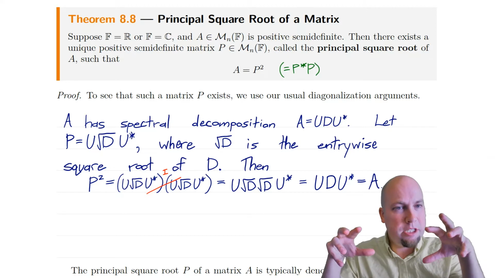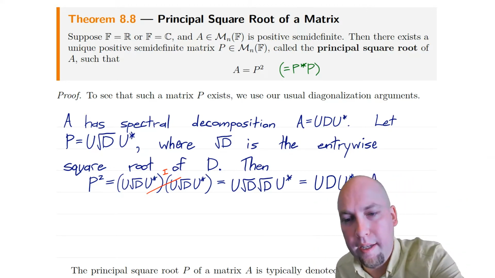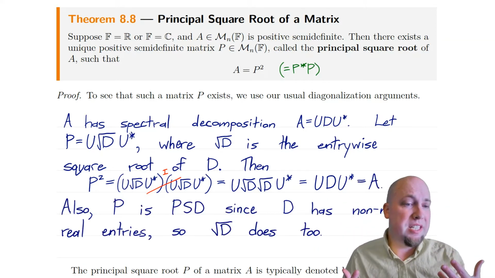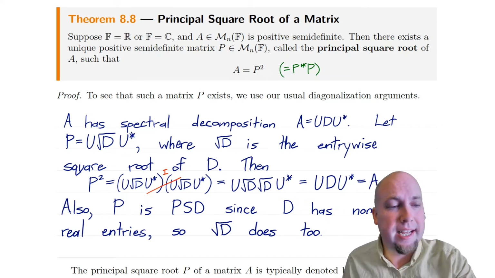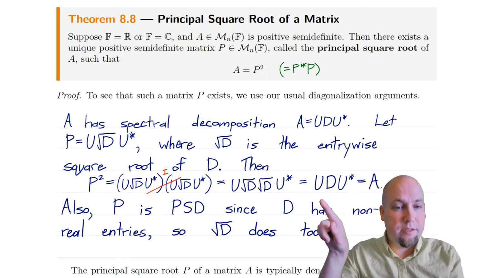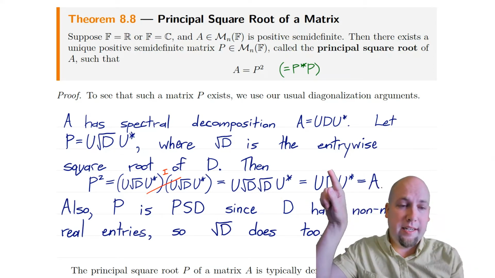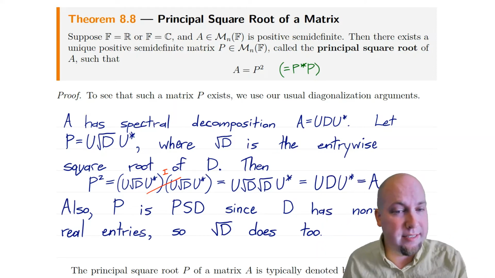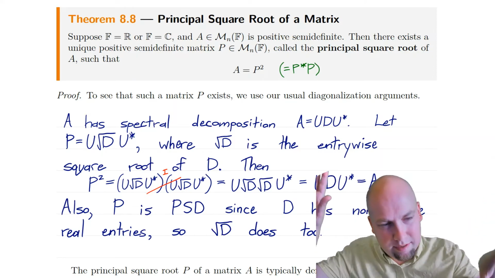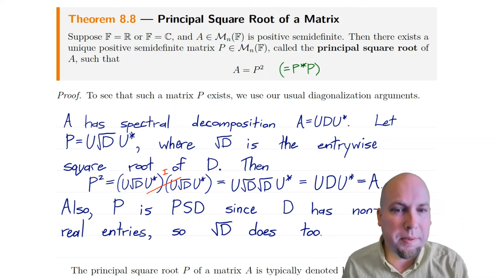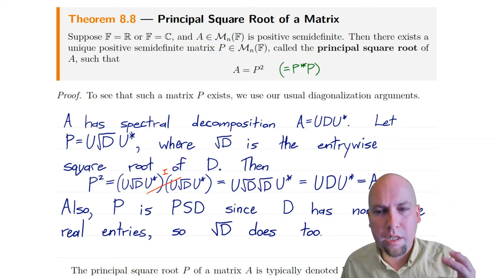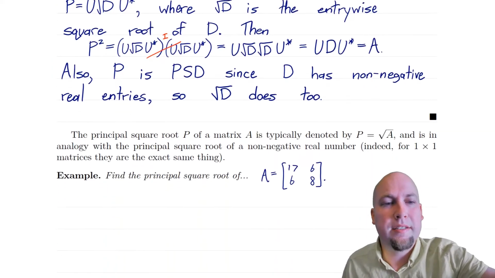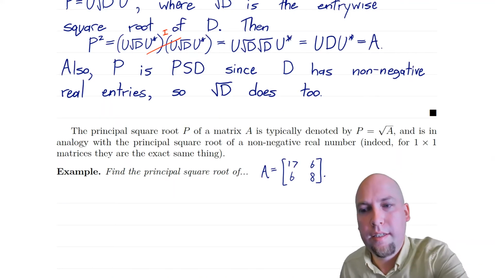So this matrix P is a square root of A. And furthermore, it's positive semi-definite because D had non-negative real entries along its diagonal. So root D also has non-negative real entries along its diagonal. So root D is positive semi-definite, and conjugating by a unitary matrix still gives a positive semi-definite matrix. So there exists a positive semi-definite square root of A.